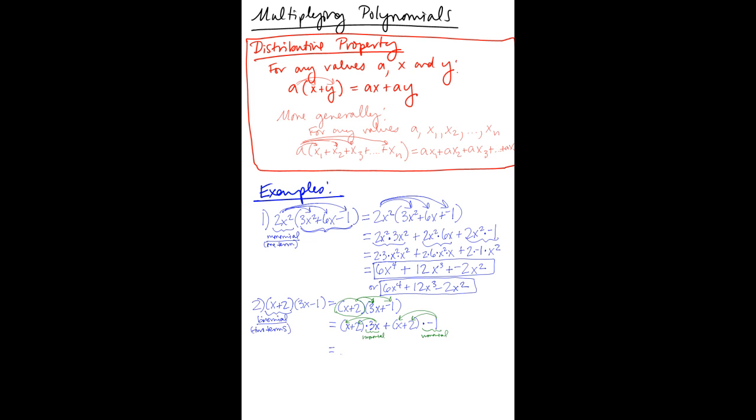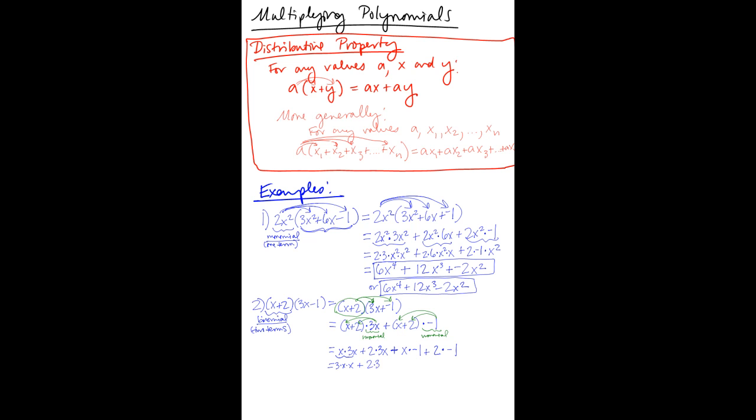I can say x times 3x plus 2 times 3x for that first piece, and now for the second piece, x times negative 1 plus 2 times negative 1. I just distributed the 3x to the x and to the 2, and then the negative 1 to the x, and then the 2. And so, just like before, because this is all multiplication, I can rewrite this as 3 times x times x.